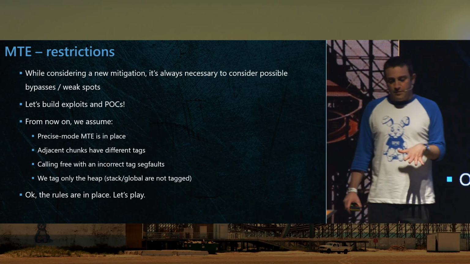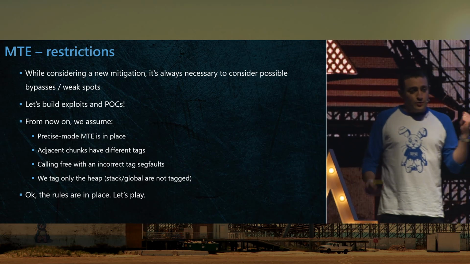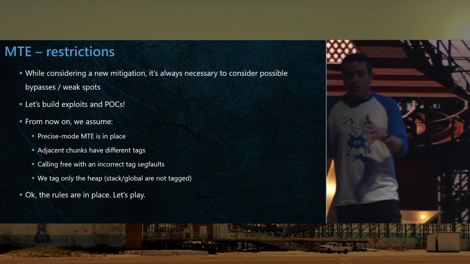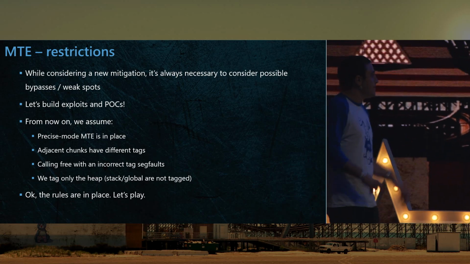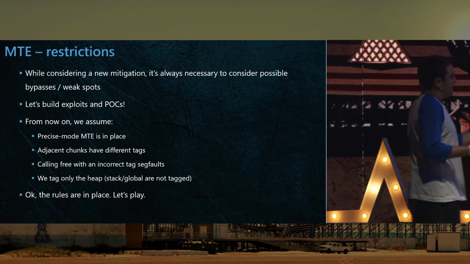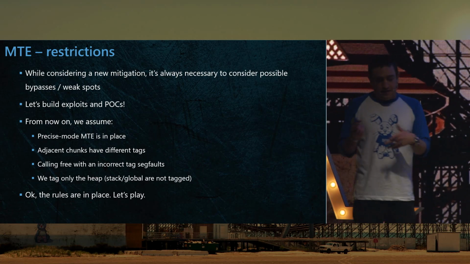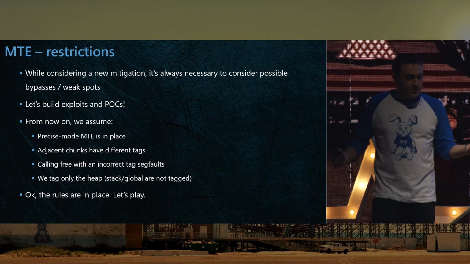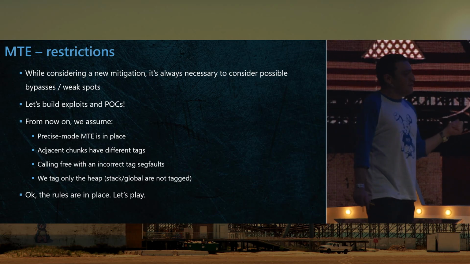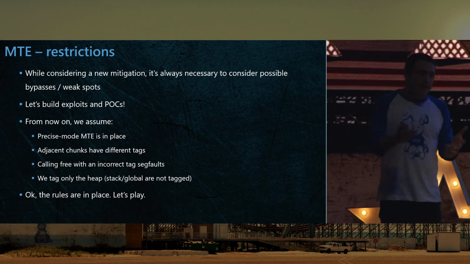And I just want to set up some rules, okay? So precise mode, which means synchronous exception, MTE is always in place. Clearly, adjacent chunks have different tags, because why not? Calling free with an incorrect tag segfaults. This is really reasonable, right?